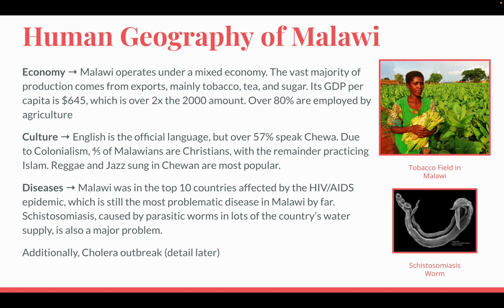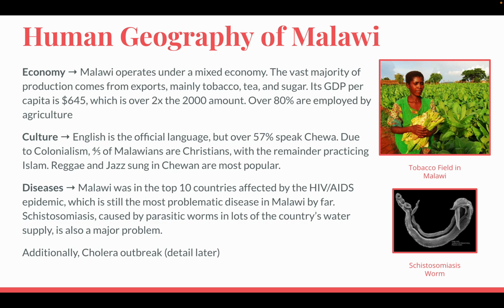So some human geography of Malawi. Malawi has a mixed economy, meaning it partially operates under a controlled market and partially under a free market. So it's very agriculturally heavy, and most of its economic production comes from exporting tobacco, tea, and sugar.